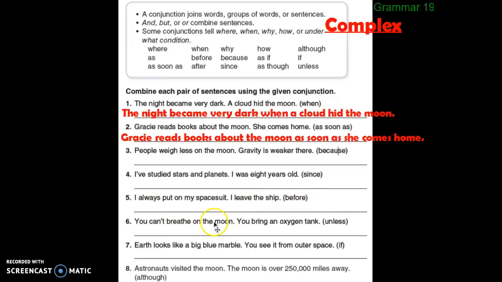You can't breathe on the moon. You bring an oxygen tank. The conjunction you need to use is unless. Number 7. Earth looks like a big blue marble. You see it from outer space. If. And number 8. Astronauts visited the moon. The moon is over 250,000 miles away. And the conjunction is although. Complete grammar page 19 today. That's all.